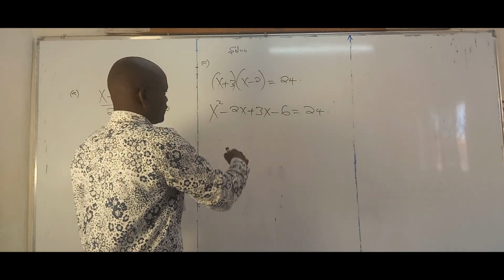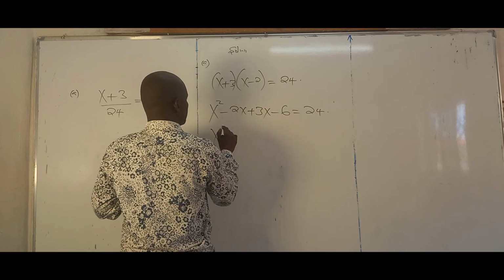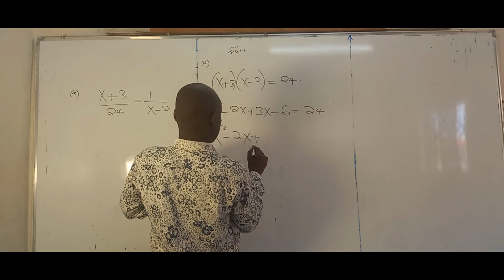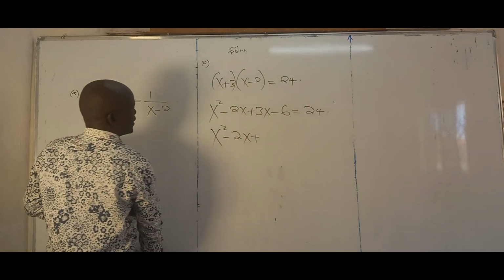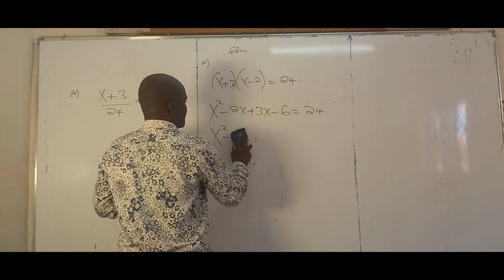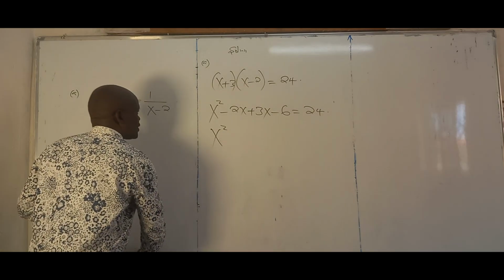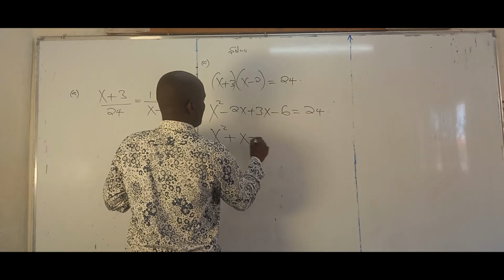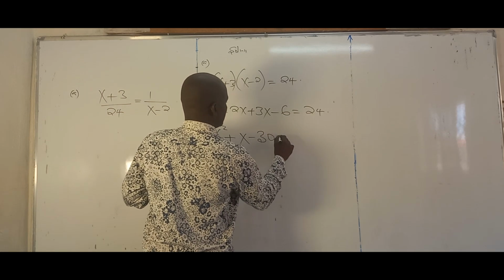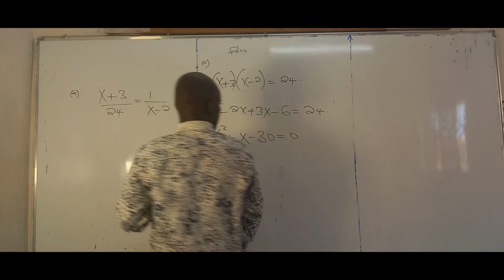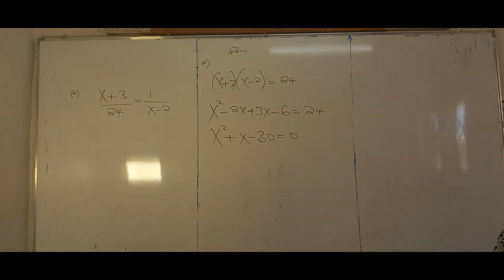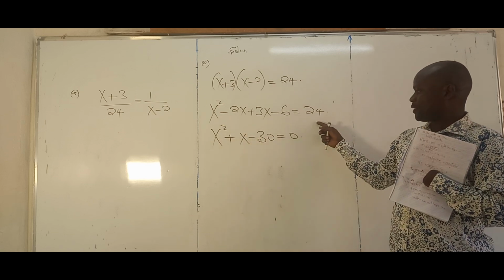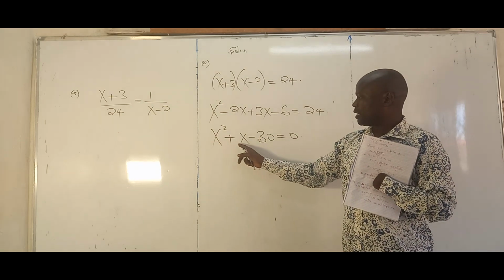So I bring the 24 this end. I'll be having x squared minus 2x plus 3x, that is now plus x. I don't have to repeat it. So I call it now plus x minus 30 is equal to 0. So that's what I end up with. So expanding this, I end up with this. So it means now I have x squared plus x minus 30.